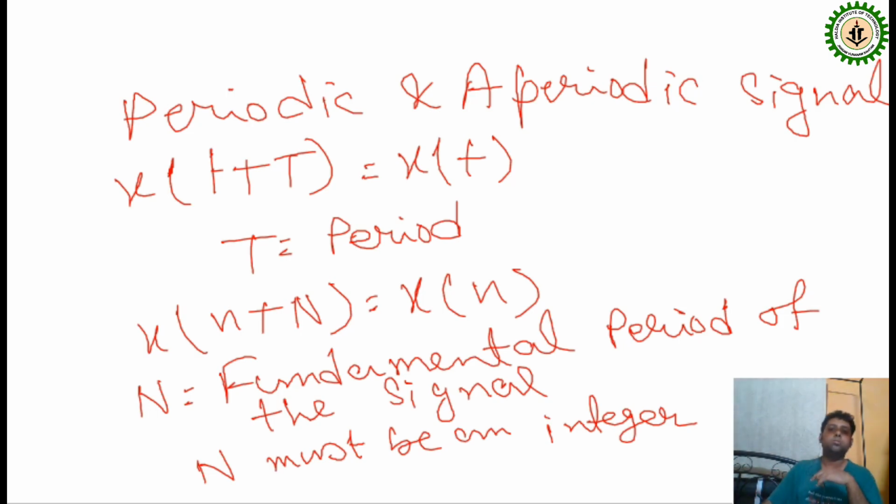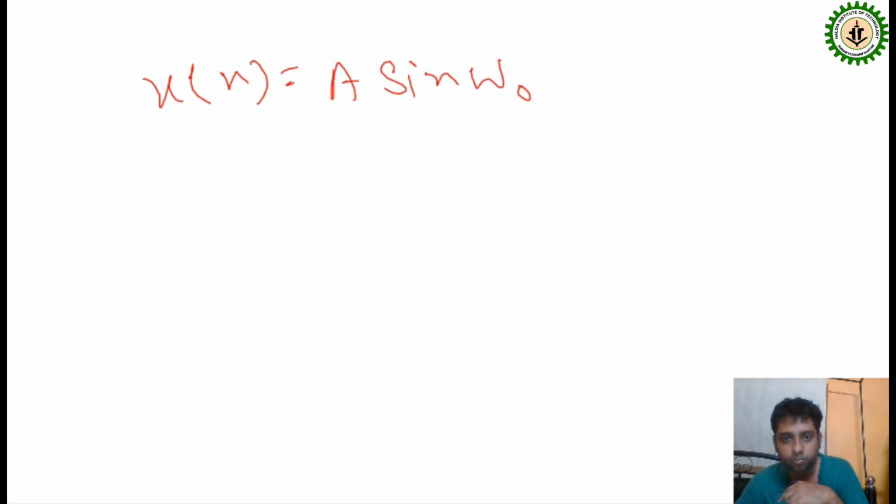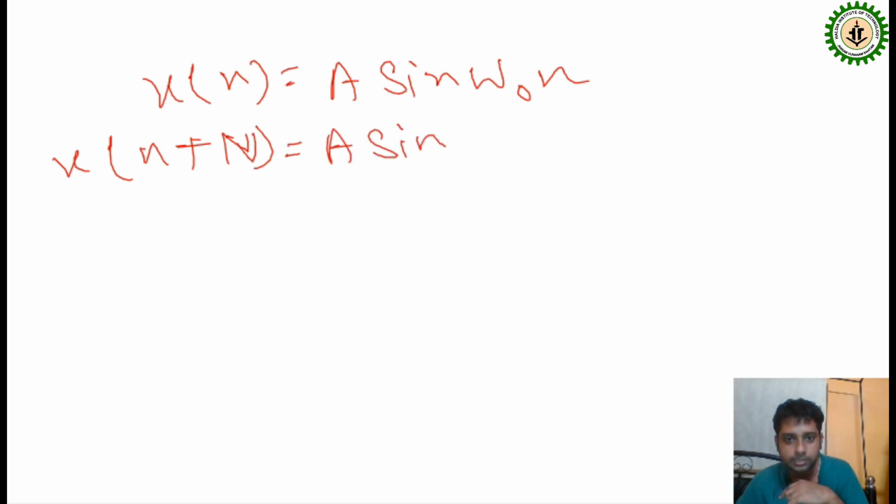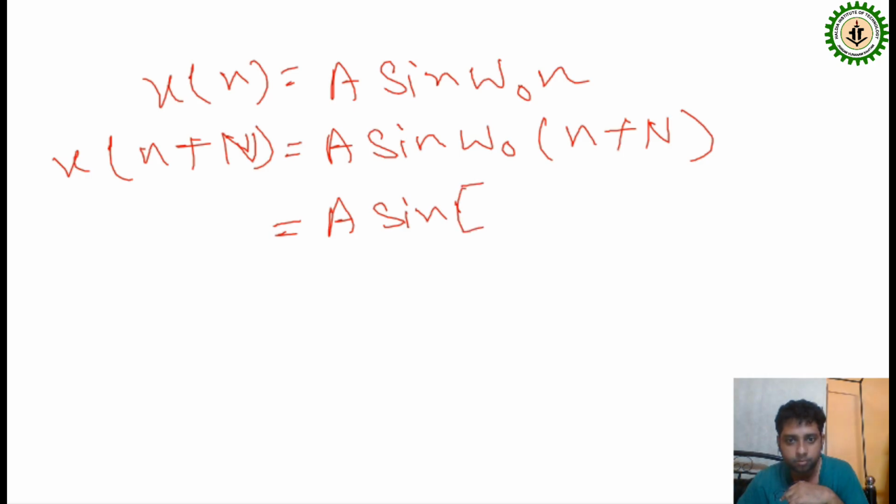Okay. Now, if we consider an example, suppose we are considering x of n is equal to a sine omega naught n. Now, if we need to find the fundamental period of that signal, that means x of n plus capital N, we can write a sine omega naught into n plus capital N, or we can write a sine of omega naught n plus omega naught into capital N.